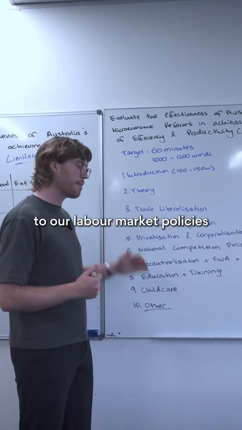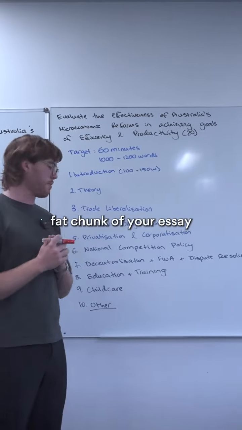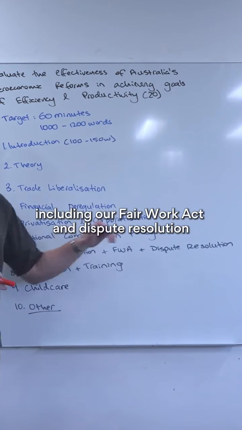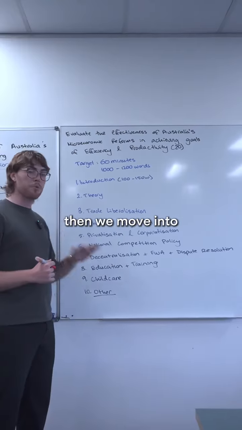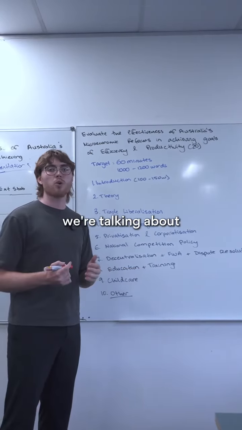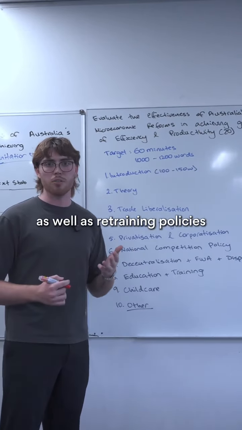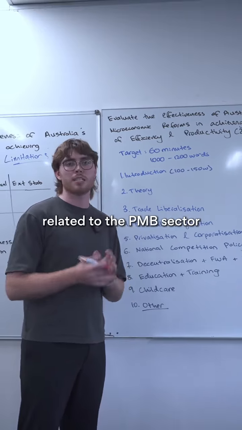Next, we move on to our labor market policies. And this is a fat chunk of your essay. We spend our decentralization, including our Fair Work Act and dispute resolution, all in one paragraph. Then we move into education and training, making sure that we're talking about high school, university, TAFE, as well as retraining policies such as the Job Growth Fund related to the PMB sector.